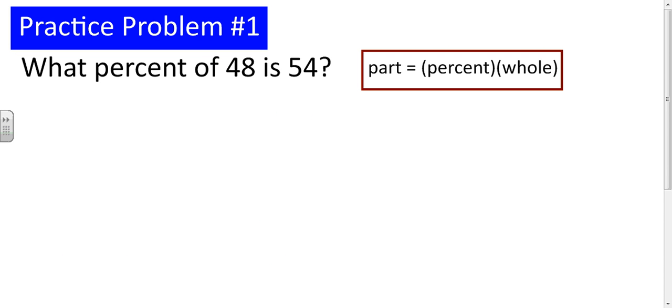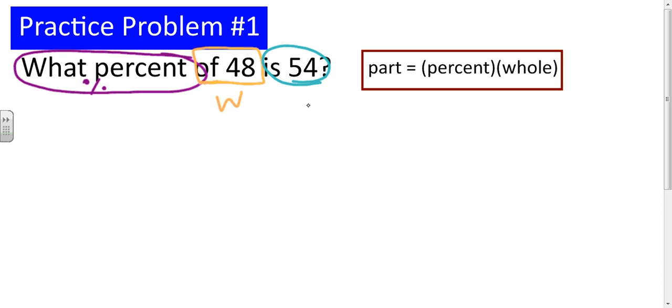All right, here's one for you to practice on your own. I want to identify the percent, the part, and the whole. The question here is asking what percent. So this is my variable. This is what I don't know. The percent is what I'm trying to find. Of 48, I've got that keyword of there. So of 48, keyword of is telling me this is out of 48. So 48 is the whole amount there. And then is 54, the keyword is, 54 is the part. We can't think just because 54 is bigger than 48 that 54 must be the whole. It's definitely fine to have a part that's bigger than the whole. It just means our percent will be greater than 100. So my part is 54.